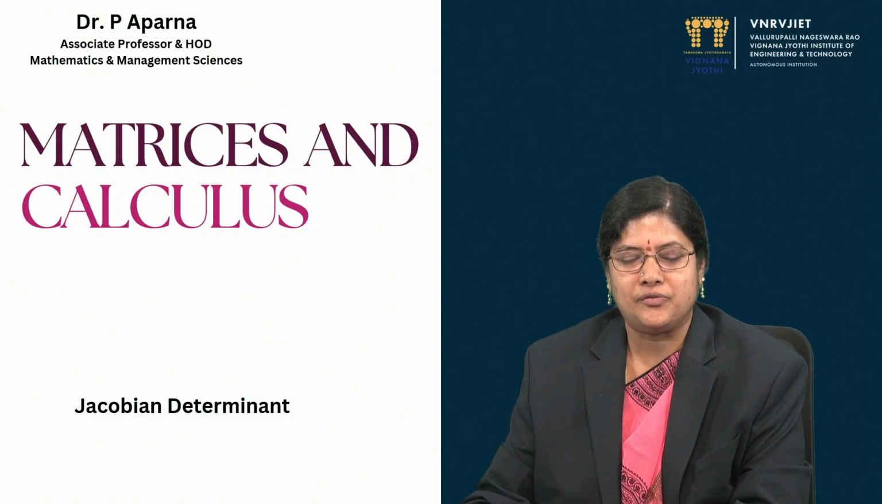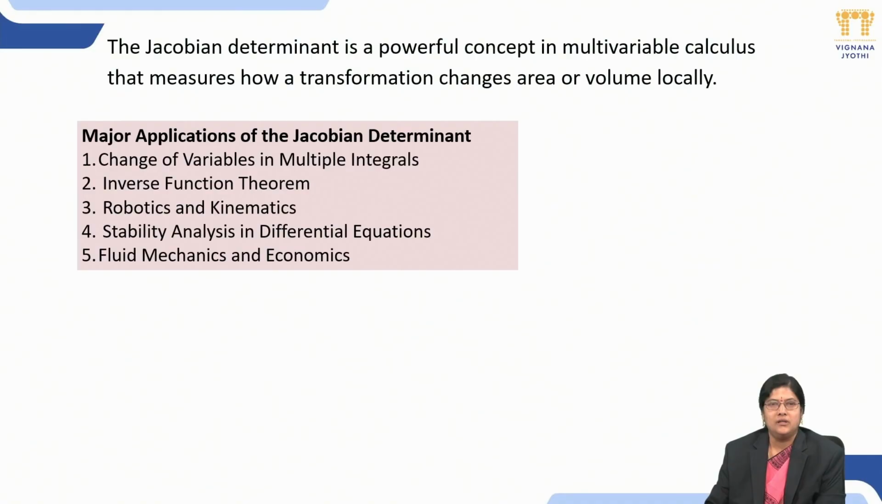Jacobian Determinant is used for calculating complex integrals like double and triple integrals. The Jacobian Determinant is a powerful concept in multivariable calculus that measures how a transformation changes area or volume. Major applications of Jacobian determinant are change of variables in multiple integrals, inverse function theorem, robotics and kinematics, stability analysis in differential equations, fluid mechanics and economics. In all the above areas, Jacobian determinants are very much useful.